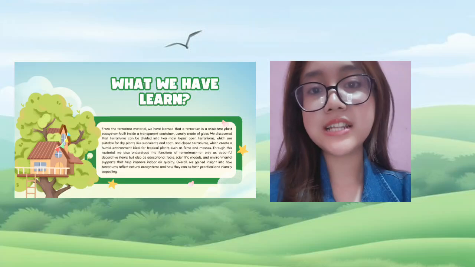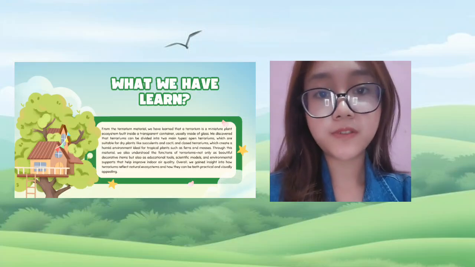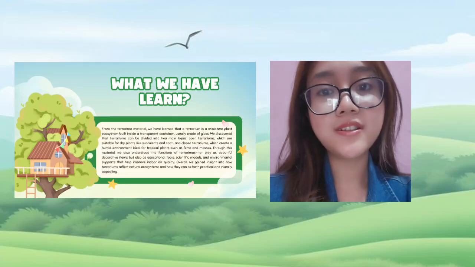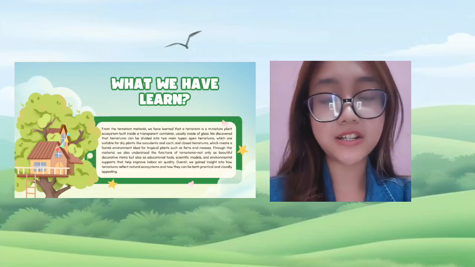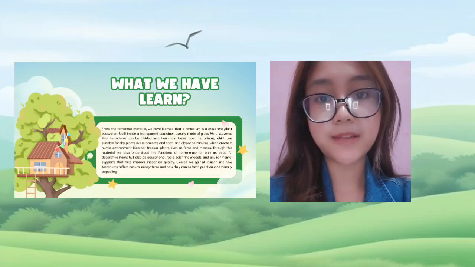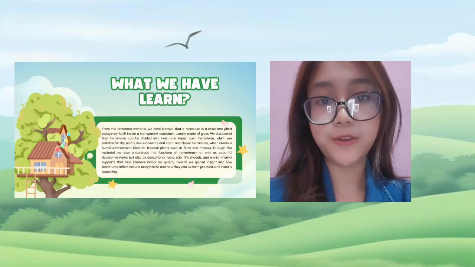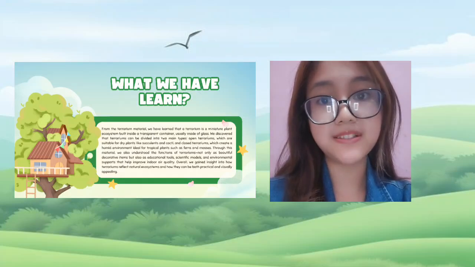In this material, we learned that a terrarium is a small ecosystem created inside a transparent container, usually made of glass, used to grow and display plants. We also learned that there are two main types of terrariums, open and closed. Open terrariums are suitable for dry plants like succulents and cacti because they allow air to flow freely and have low humidity. Meanwhile, closed terrariums are sealed and maintain high humidity, making them perfect for tropical plants like ferns and mosses.